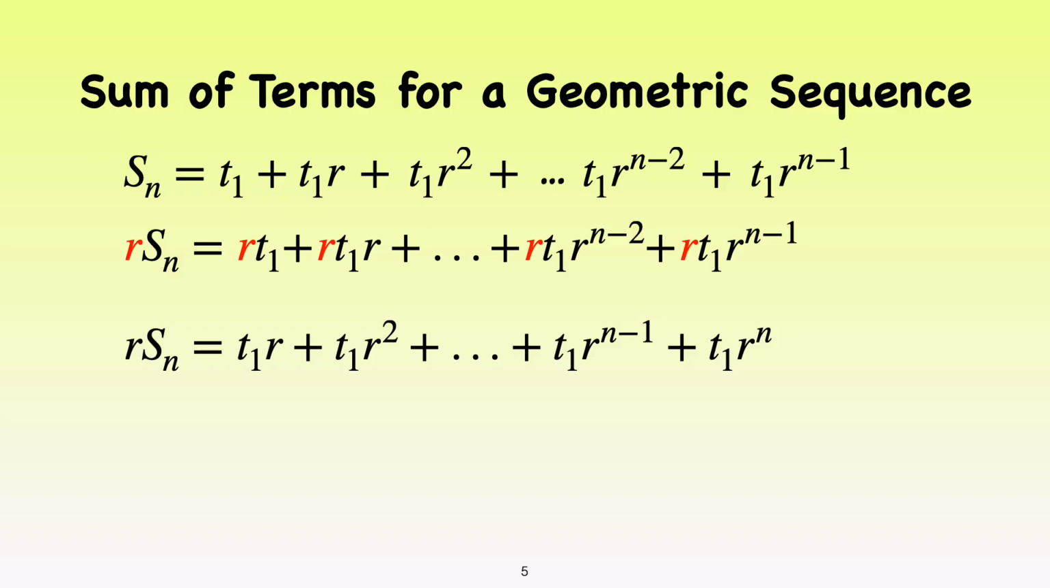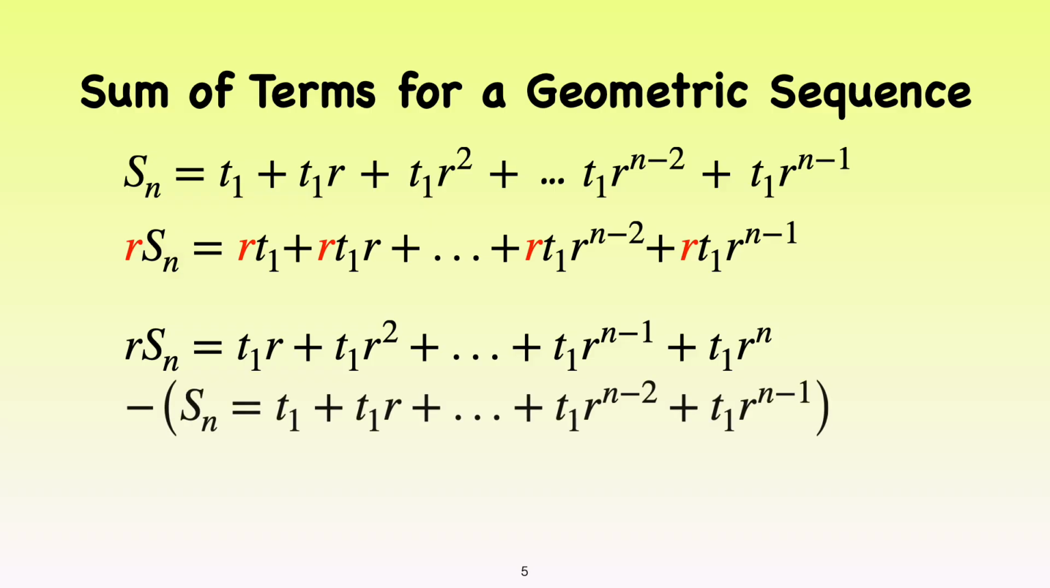Now, here's the next step of the trick. From this equation, I'm going to subtract the equation at the top. Both sides of an equation are equal. They're equal to each other. So all I'm doing is subtracting the same thing from both sides, even though it looks different. We did this sort of equation addition and subtraction back in linear systems.